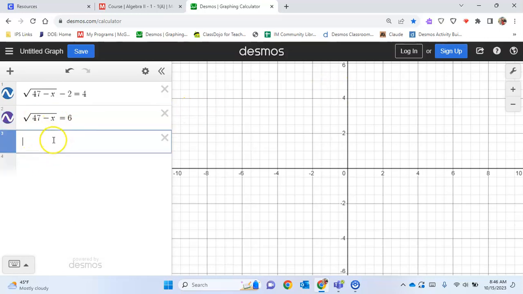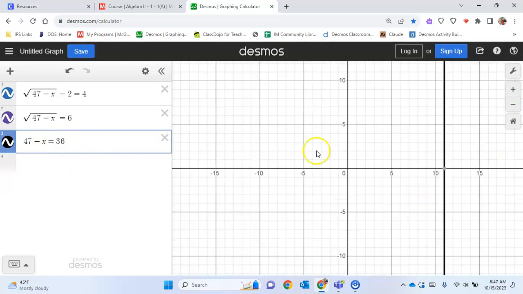You square both sides, you get 47 minus x equals 36. And the answer is 11. So if I zoom out, you should see the answer is 11.